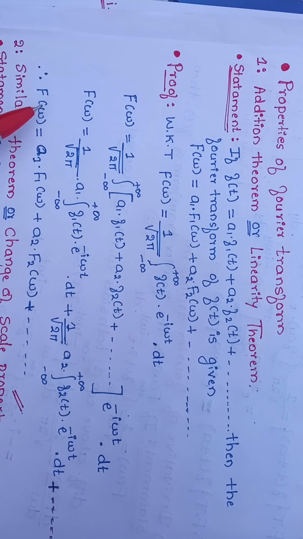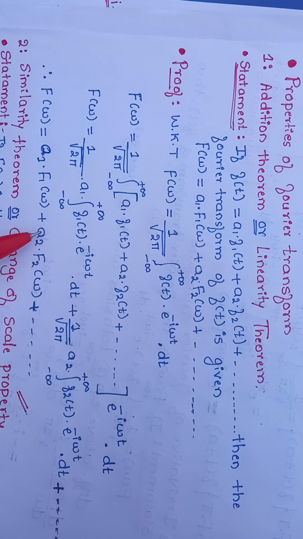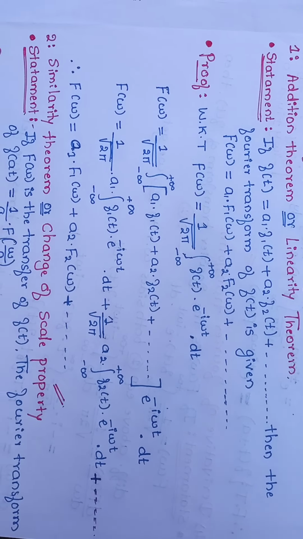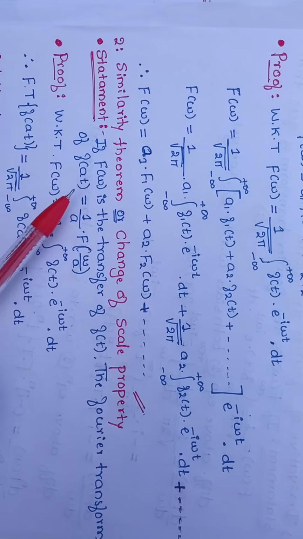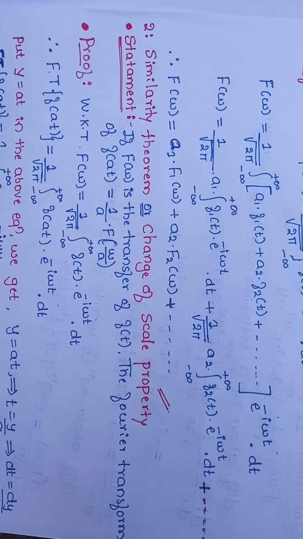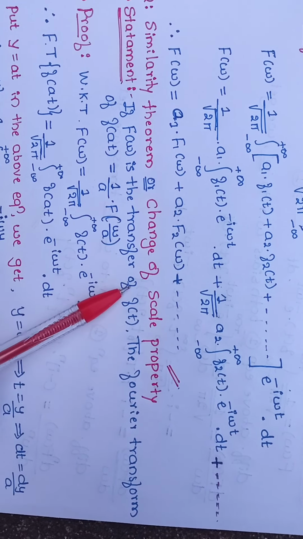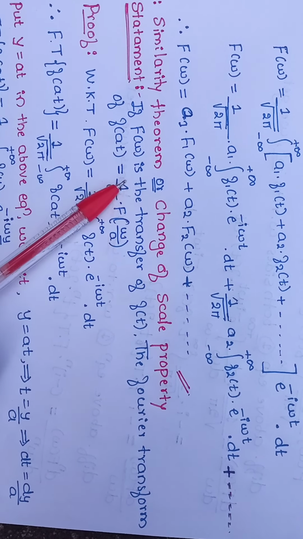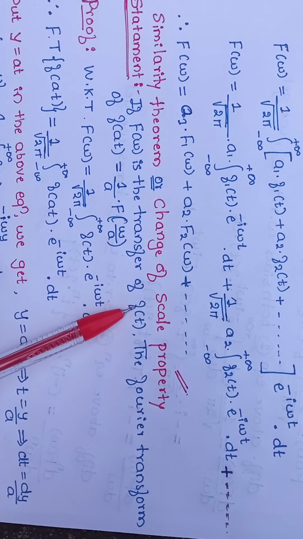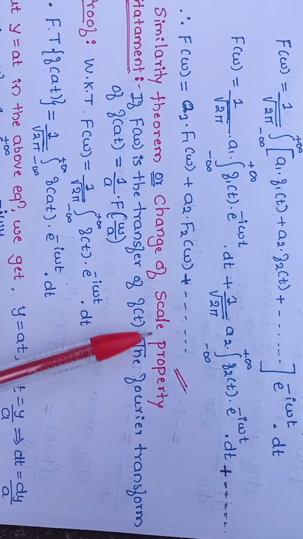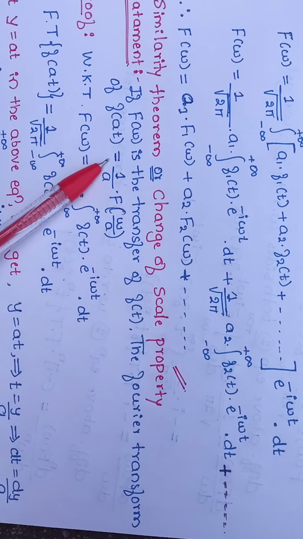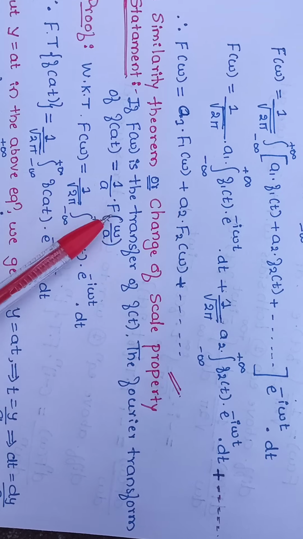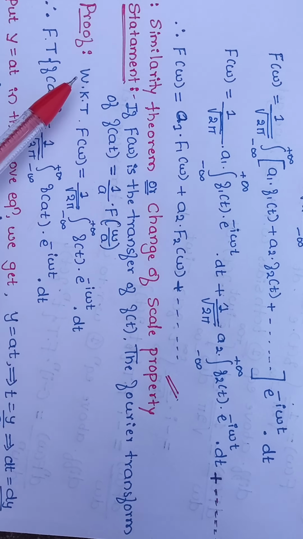Therefore the statement is proved. That is F of omega equal to a1 into F1 of omega plus a2 into F2 of omega plus and so on. Next one, similarity theorem or change of scale property. What is the statement here? If F of omega is the Fourier transform of f of t, then the Fourier transform of f of at is equal to 1 by a into F of omega by a. This one also you have to prove by using the definition.